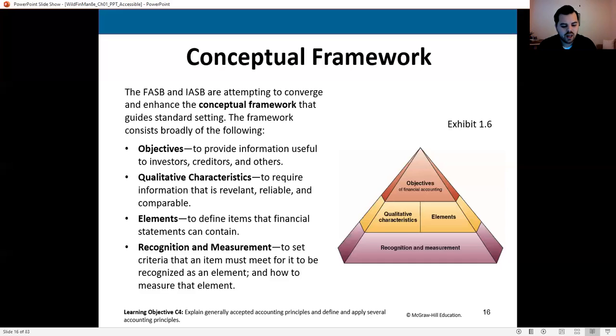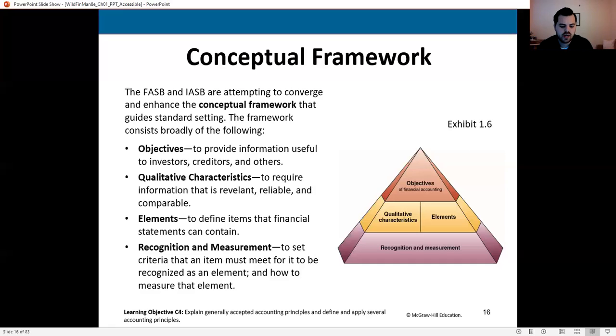We then want to look at the elements. So we want to be able to define the items that the financial statements contain. Through this course, we'll look at things like revenue, expenses, assets, liabilities, and equity. We'll look at all of these different topics, and that is what we're going to have to do to actually have functional information. Finally, we'll look at recognition and measurement.